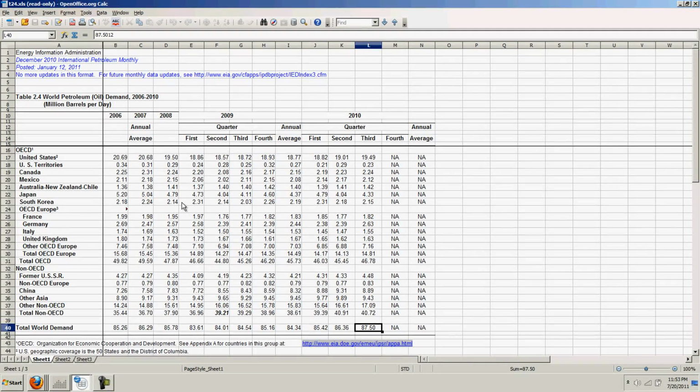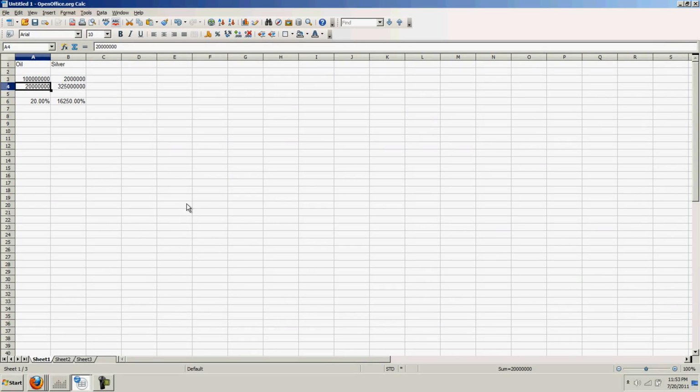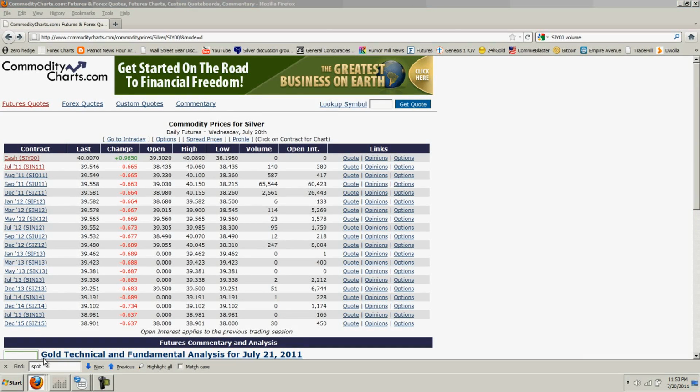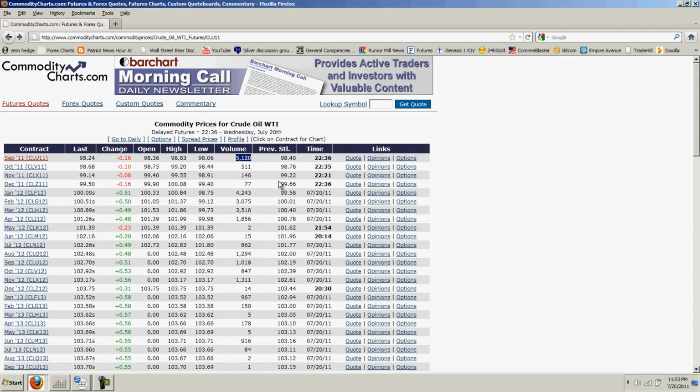So what I did was I created a spreadsheet which does a comparison side by side of silver and oil. Now, the oil contract, you can see here, is roughly, this is in thousands, so that's 5 million barrels. And you've got 4 million there. So you might have 20 million. I just used the daily.